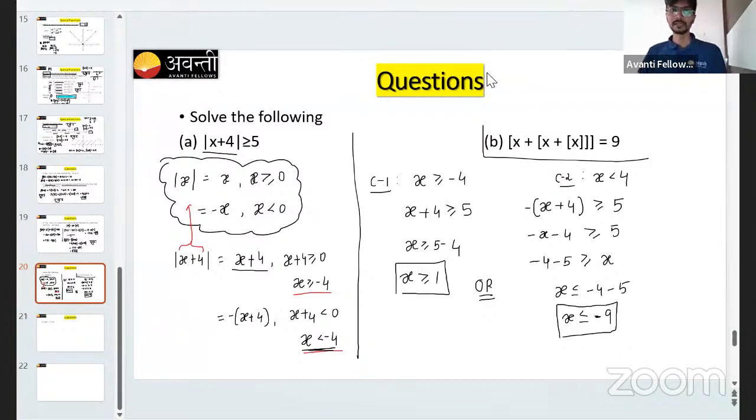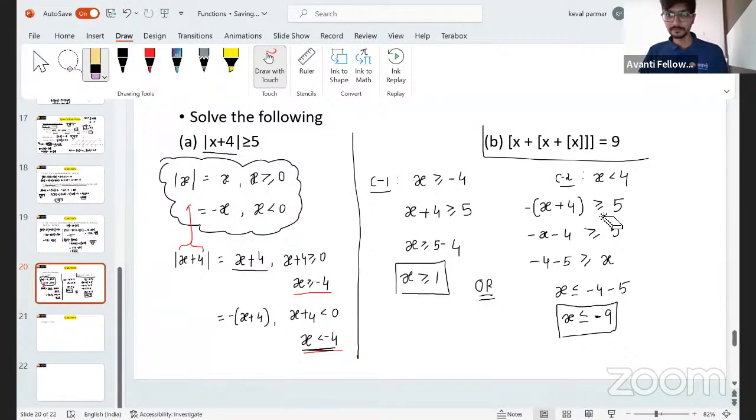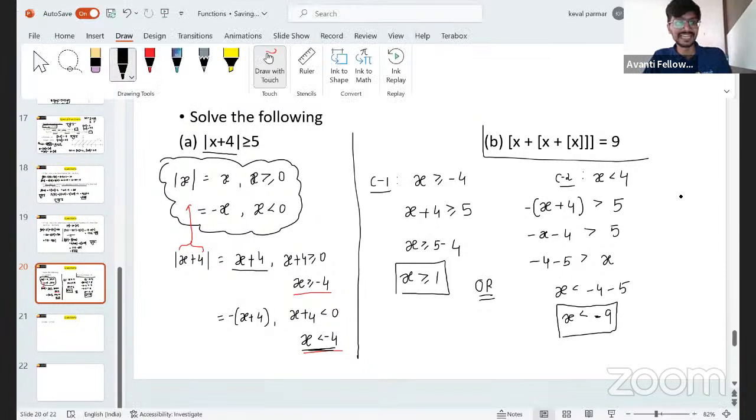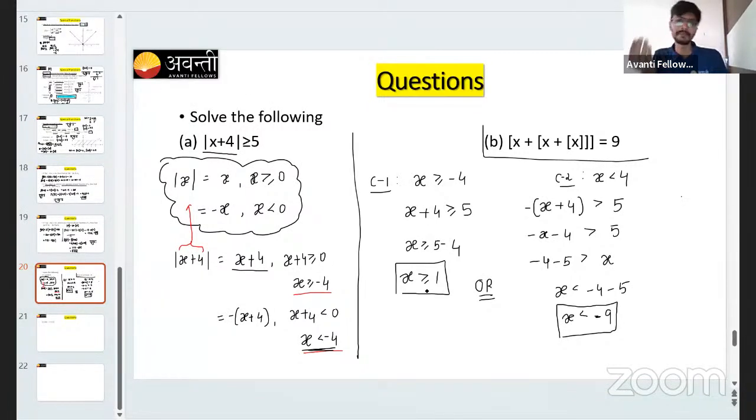कैसे हो गया? Sorry, equal to नहीं था ना? There was no equal to. Okay, no issues. Right. So यहाँ पे x can be greater than equals to 1 या फिर -9 से कम भी चलेगा. So if I want to combine these both answers, you must have learned it in sets.